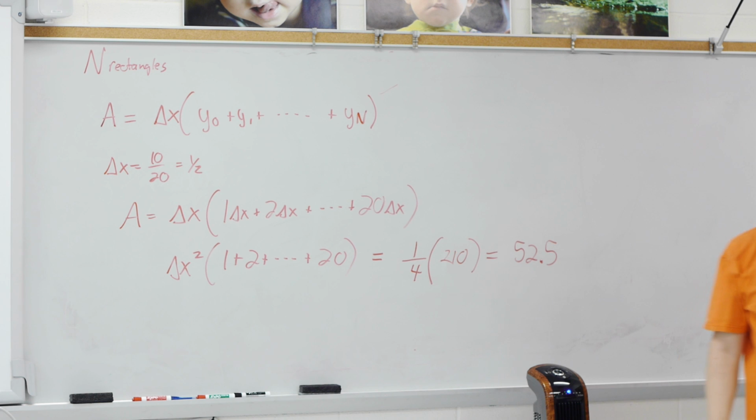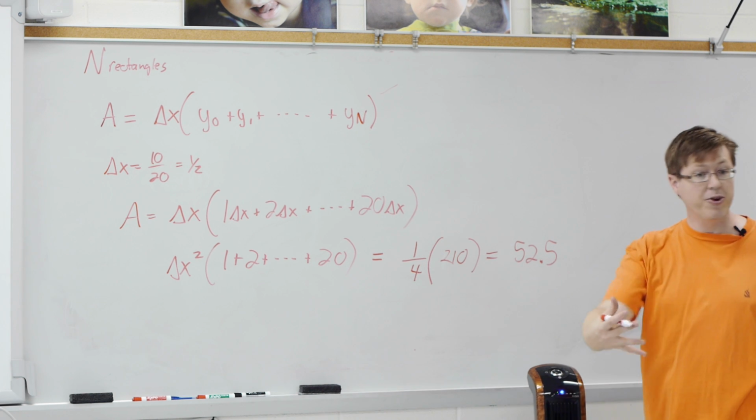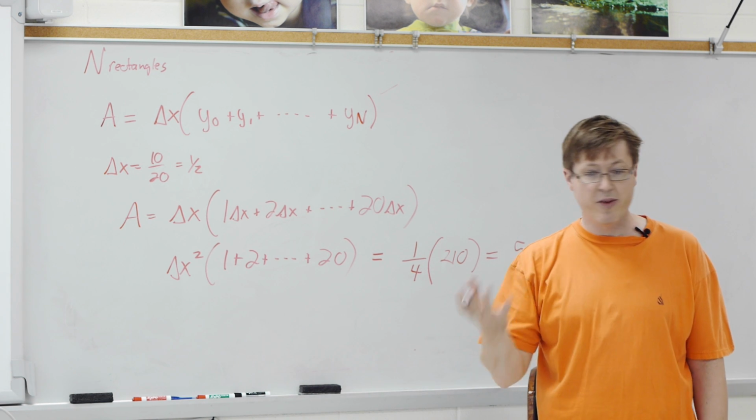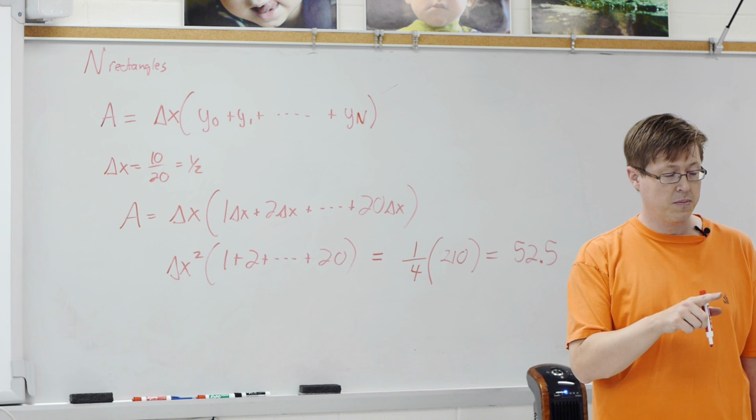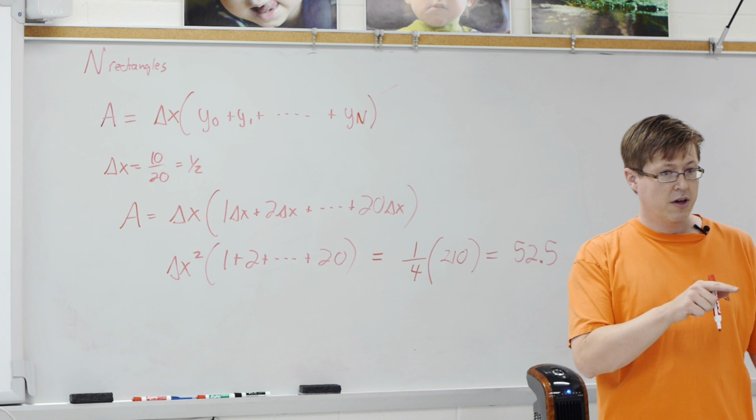Wait, are we saying that we have this many rectangles? Yeah, if I have capital N rectangles, so N could be 1,000,000. Then, yeah, delta x approaches 0. This is where you get the limit, because it would get as small as possibly could.